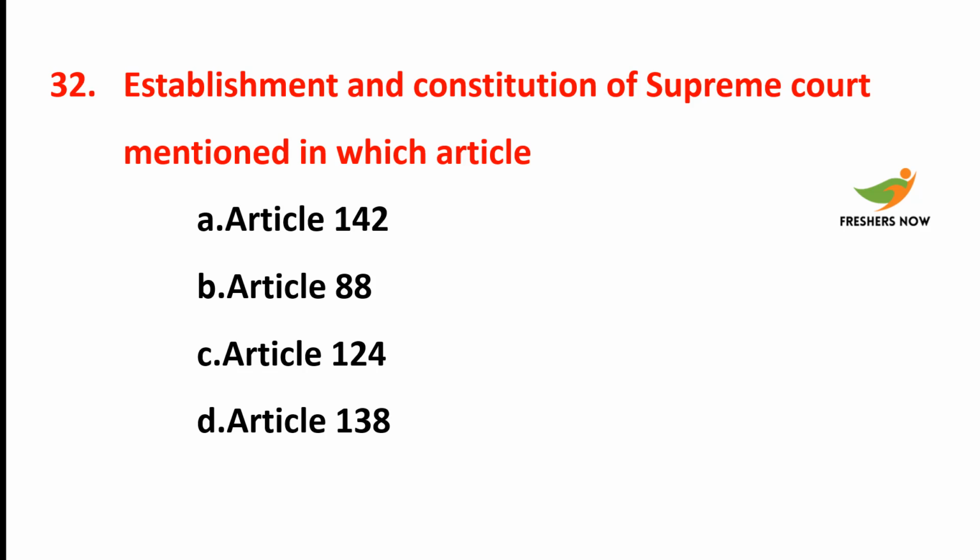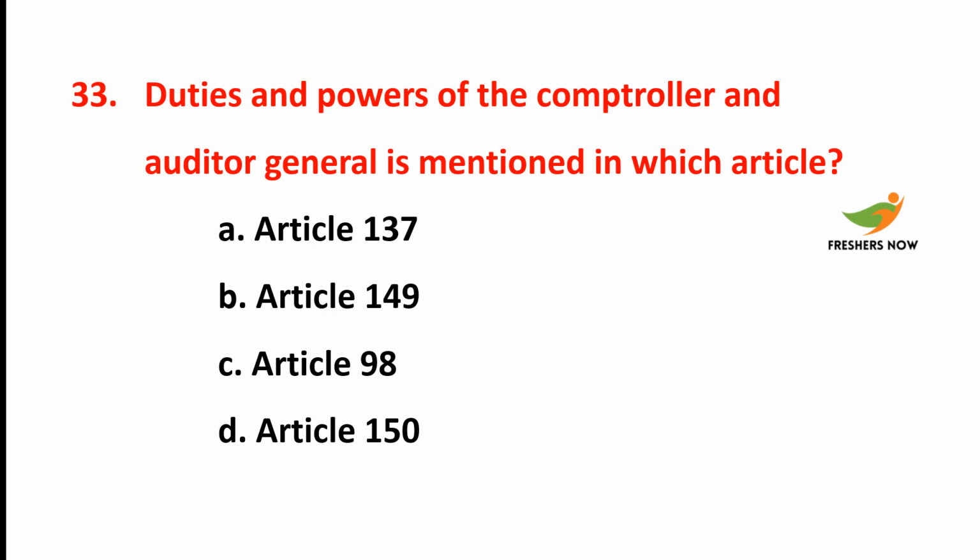32nd question. Establishment and Constitution of Supreme Court is mentioned in which article? And the answer is C, Article 124. 33rd question. Duties and powers of the Comptroller and Auditor General is mentioned in which article? And the answer is B, Article 149.